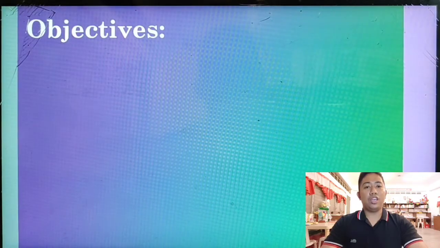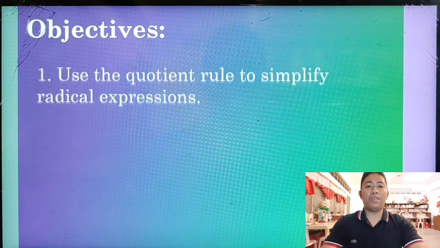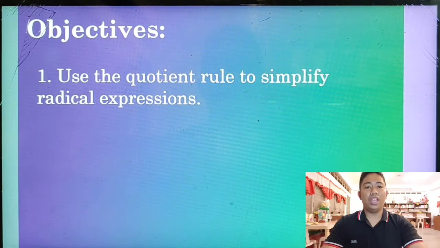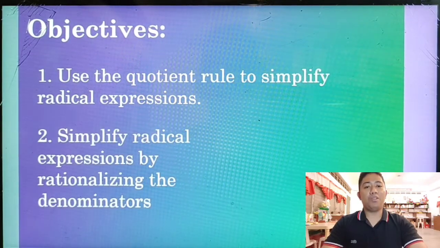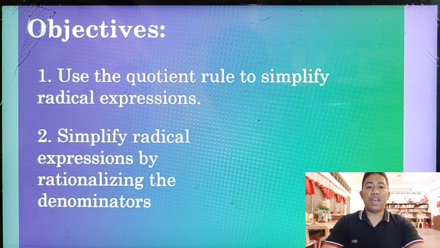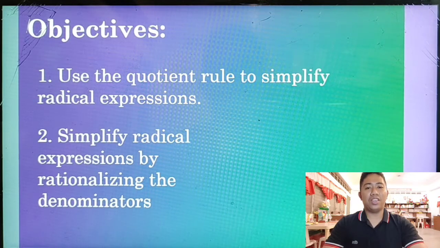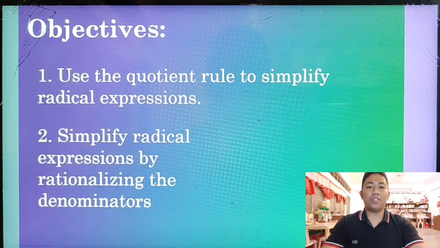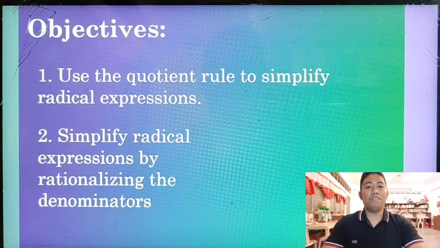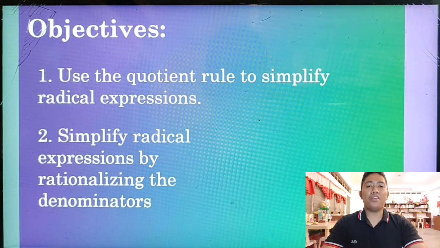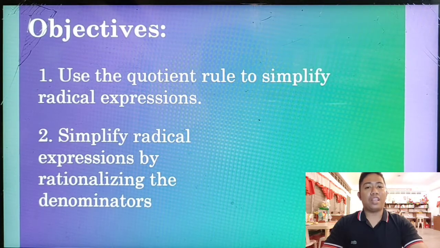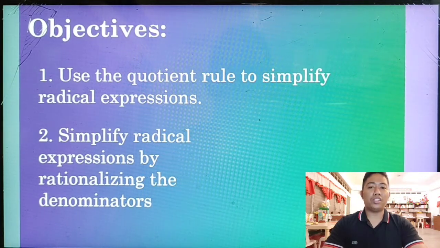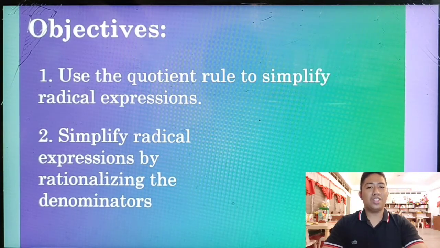Today, our main objective is to use the quotient rule to simplify radical expressions, and we will simplify radical expressions by rationalizing the denominators. So my dear viewers, that is our learning objectives for this topic. Are you ready to study and learn about the division of radical expressions by the use of rationalizing the denominators? So let's start.